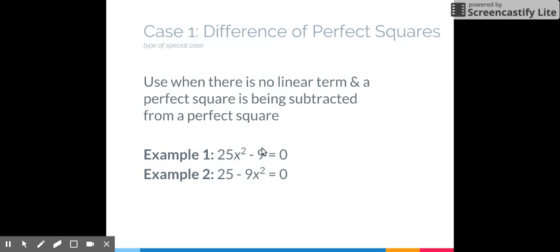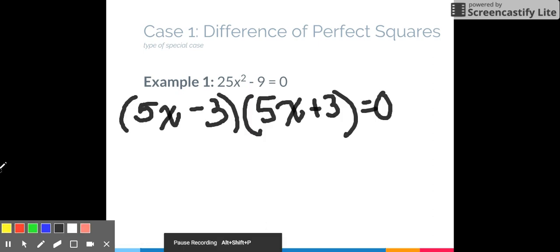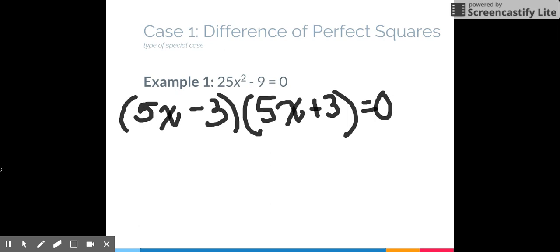And notice you have the two perfect squares with a subtraction in between. So we're going to look at how to actually solve by factoring the difference of perfect squares. To do this, we're going to get 5x minus 3 times 5x plus 3. That's because we know 25x squared comes from 5x times 5x, and then 3 times 3 gives you 9. We have to do minus in one and plus in the other because that's going to make the linear term cancel out and give you this minus 9 here. And then we call this a conjugate pair.